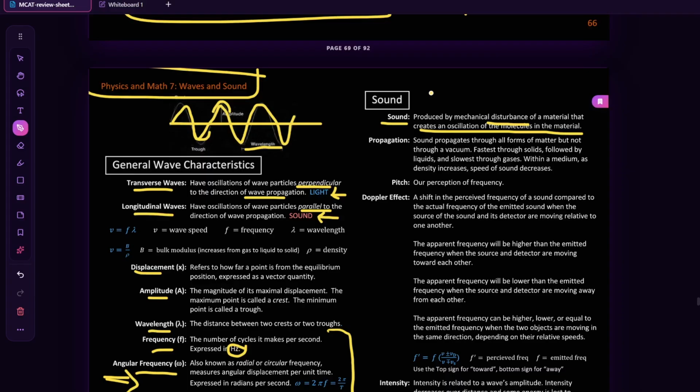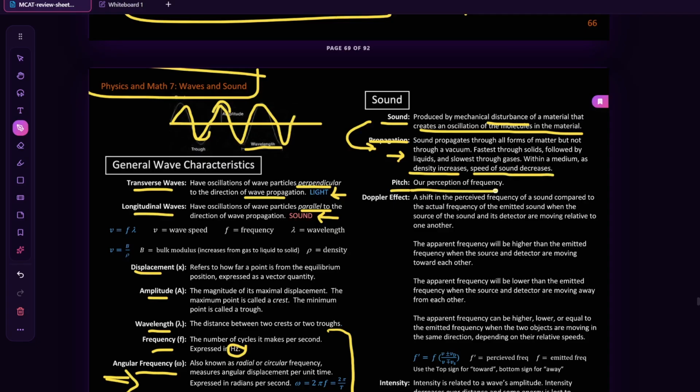So a chain reaction of compressions and expansions is passed on from molecule to molecule, and that's related to how sound will propagate. Sound can travel through solids, liquids, and gases, so any form of matter, but it absolutely cannot travel through a vacuum because there are no molecules there to pass it on. So think about being in space, where space is just silent because there's no air or matter for that sound wave to go through. So sound has to go through some sort of medium. Within a medium, as density increases, speed of sound decreases.